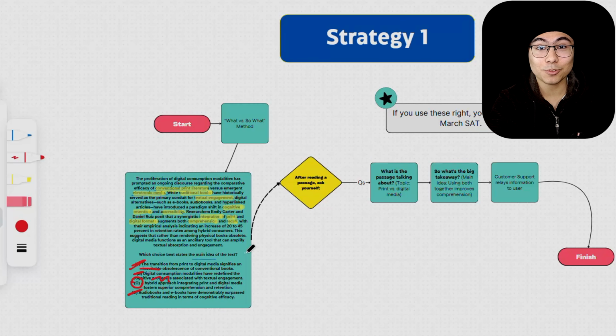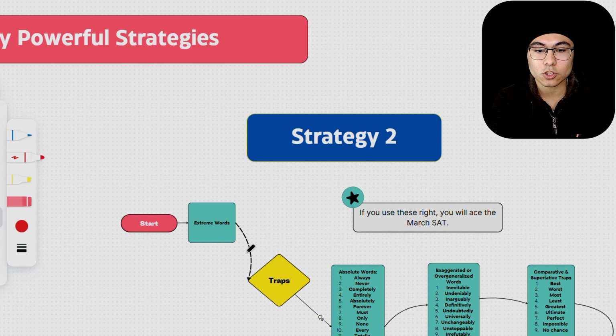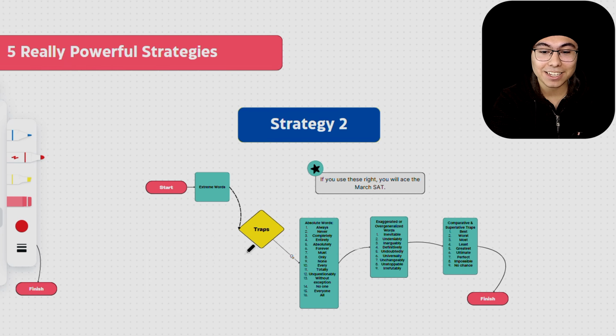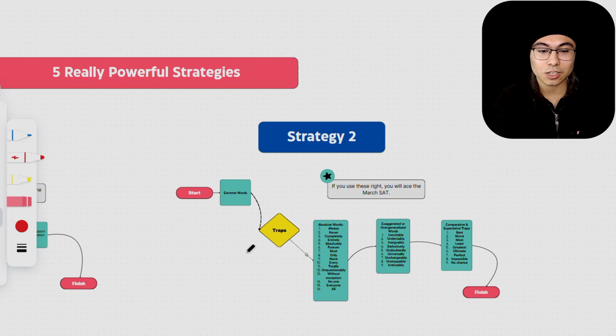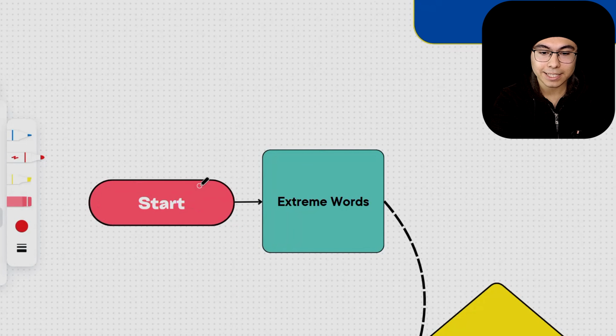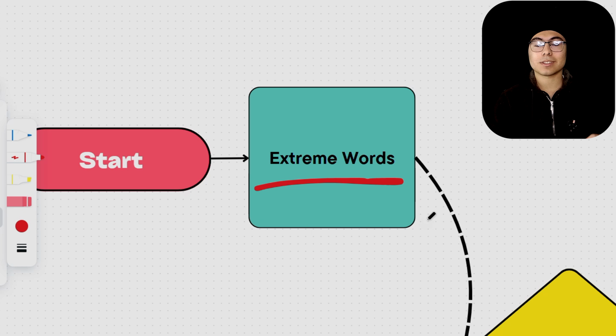Now, let's move on to the next strategy. Strategy number 2. And it's so powerful. If you use it right, I'm sure you can ace your March SAT or whatever exam you are taking. It's all about extreme words. And knowing these words is going to help you to eliminate answer choices really quickly. And if you can spot those, it's going to be so easy.